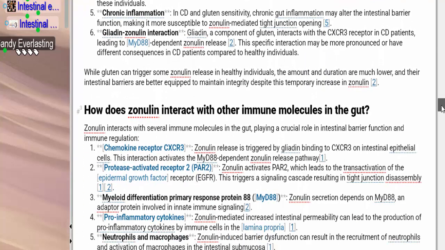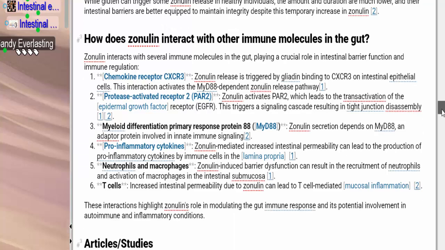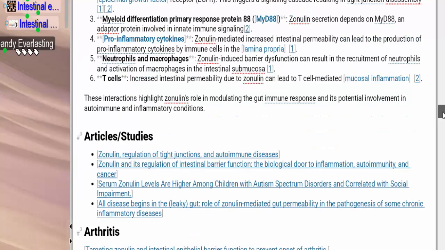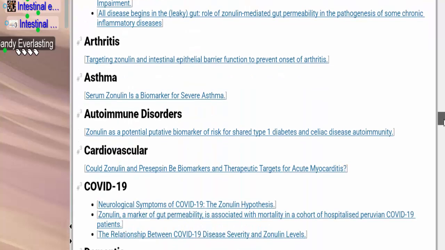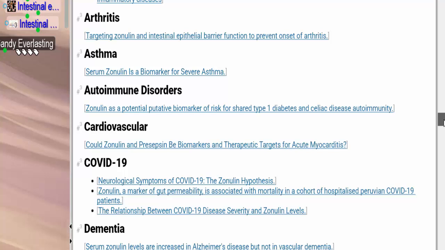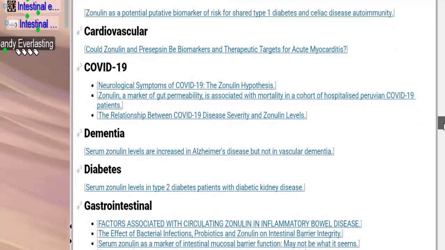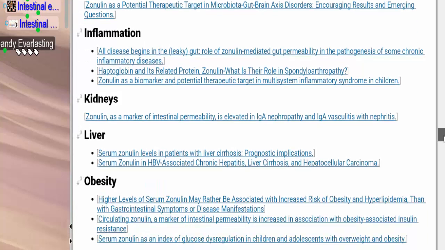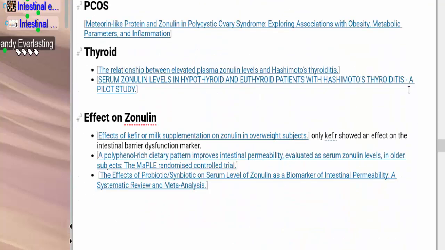You can find out how zonulin interacts with other immune molecules in the gut. And then we've got a lot of research articles here that describe zonulin's role in arthritis, asthma, cardiovascular disease, COVID, the gut-brain axis, so on and so forth. So that's, I think, enough of an introduction to zonulin, so let's move on.